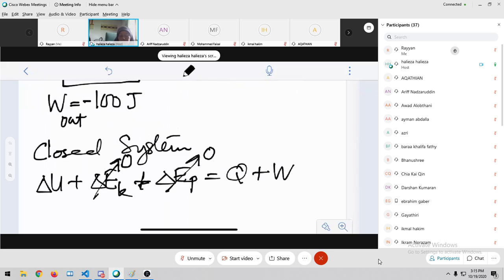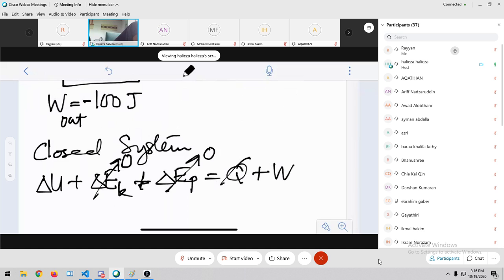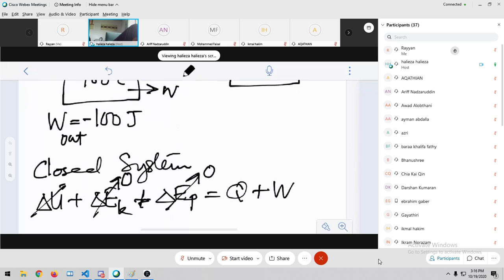Any heat being put in, any heat being taken out? No, so that's zero. So you end up with delta U equals W. Oops, I got it wrong. Sorry guys. There should be heat. Why is there heat? Because something is moving. Something is moving, so there should be heat. It should be delta U equals to zero. Why is delta U zero?